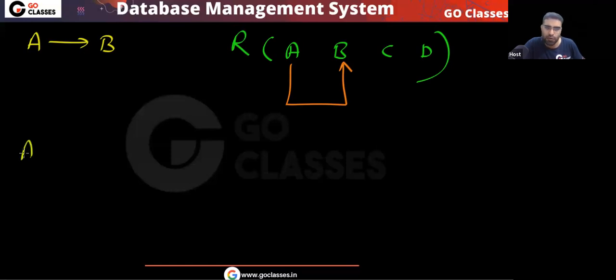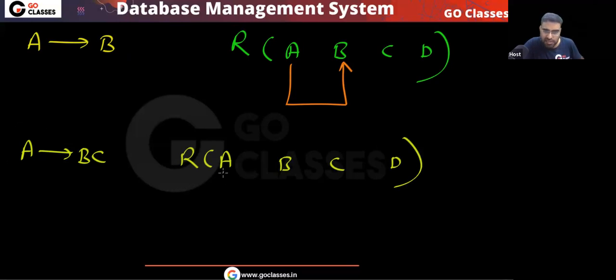For example, if you want to describe A determines BC, how will you do that? The LHS you will write like this, and for the RHS, you will put the arrow like this.